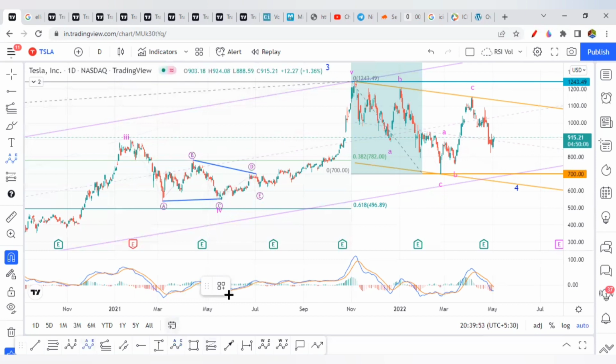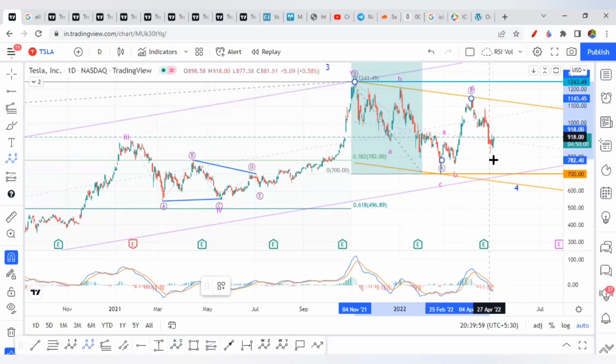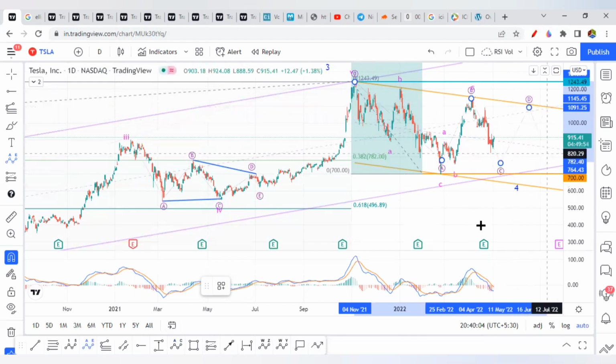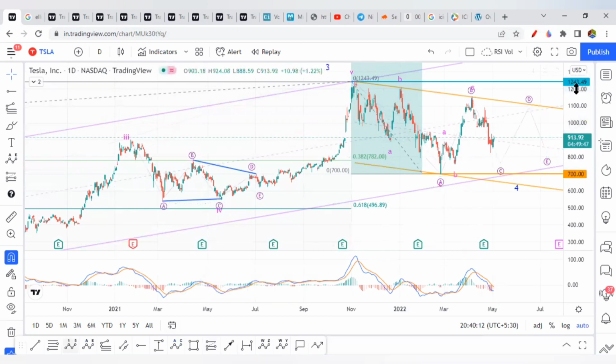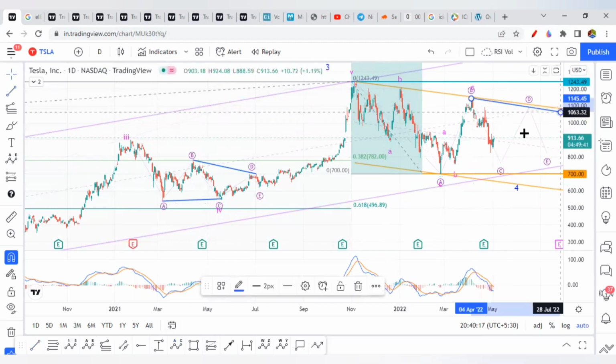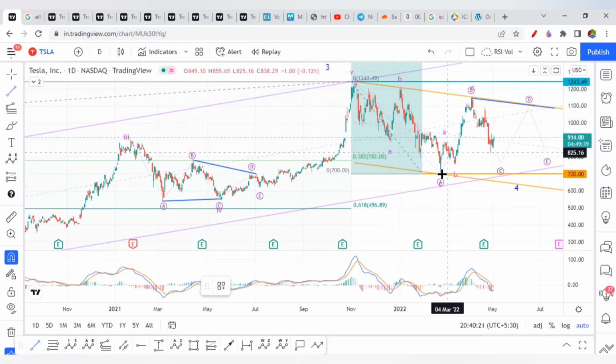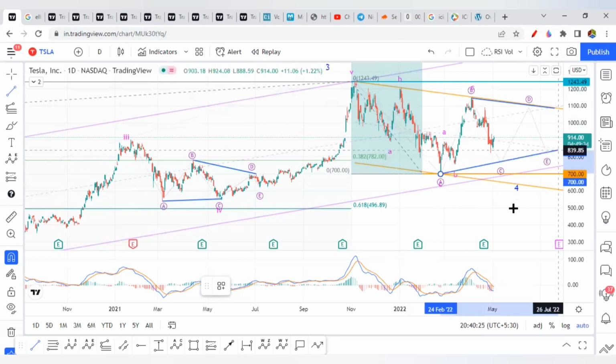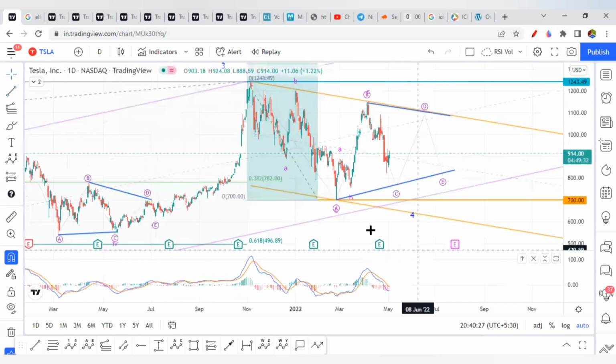So this is too early to say that this is a triangle. Okay, so triangle internally has five waves. So like this it can make some triangle, and each ABC wave internally is a zigzag wave. So something like this can happen in Tesla moving into this channel. Okay, it can make a triangle like this and it can go up. So that is one possibility.